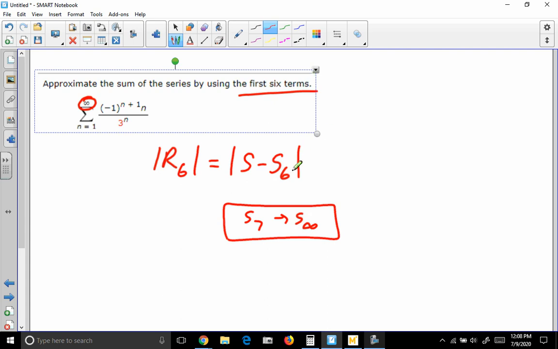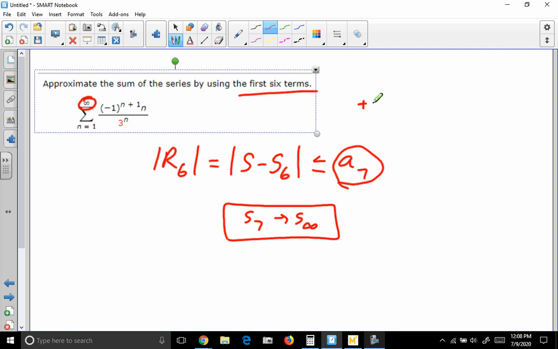It turns out that that's less than or equal to the 7th term in the sequence that generates this series. So if we find the first 6 terms and add them together, then we can find out how close that is to the actual sum of the series all the way to infinity just by looking at the very next term. And that has to do with the fact that this is alternating.